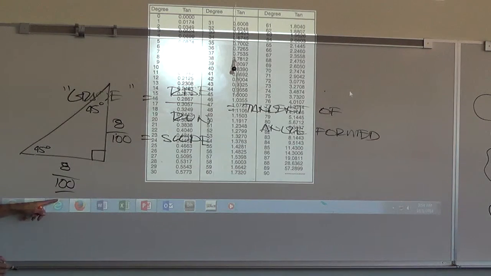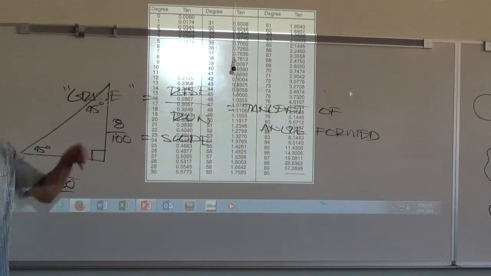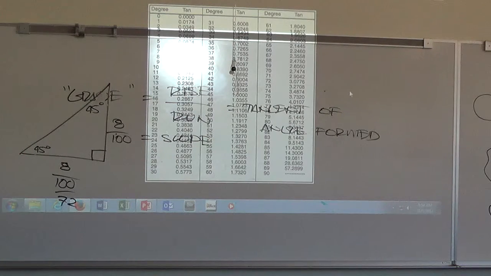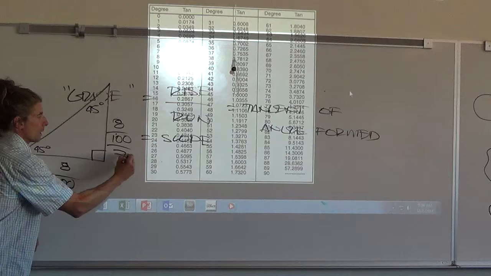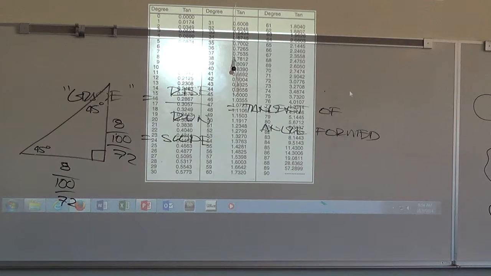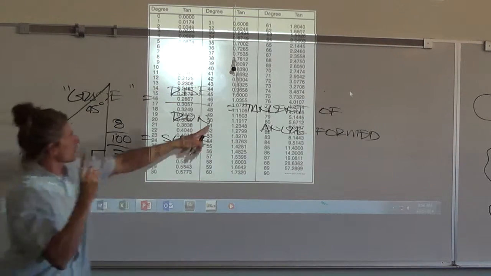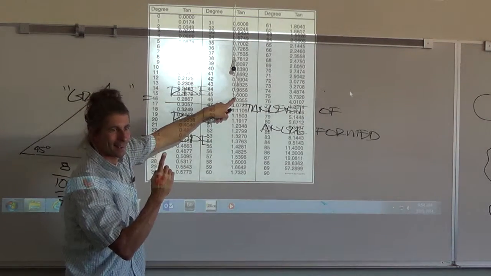Make up another number for this one. Did somebody say 72 earlier? Let's use it right now. 72. What's this? So if you take the rise and divide it by the run, what number are you always going to get? 1. I'm giving you the answer right now. You're always going to get 1.